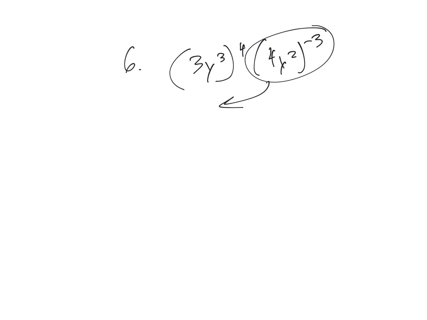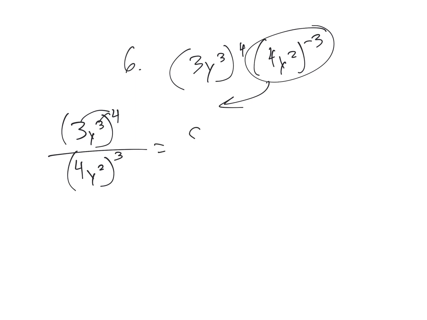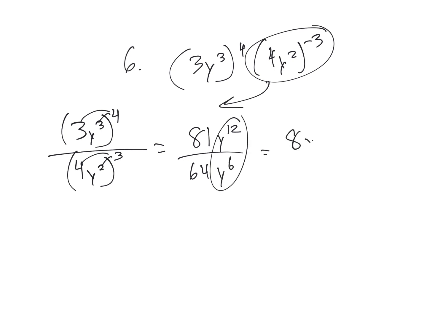Okay, you can't do that. So really, this is what it looks like. 3y cubed to the 4th over 4y squared to the positive 3 now. Then you distribute. On the top, you get 81y to the 12th. On the bottom, again, that's not 12. That's 64y to the 6th. And those reduce, 81y to the 6th over 64.